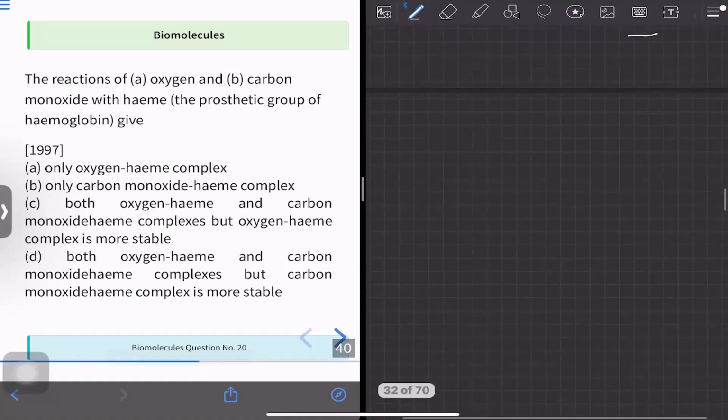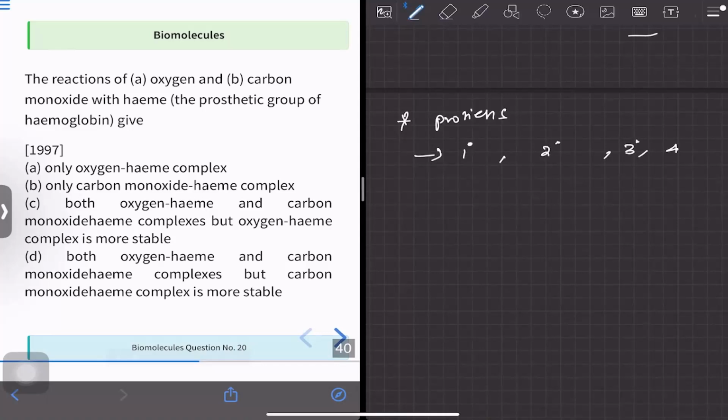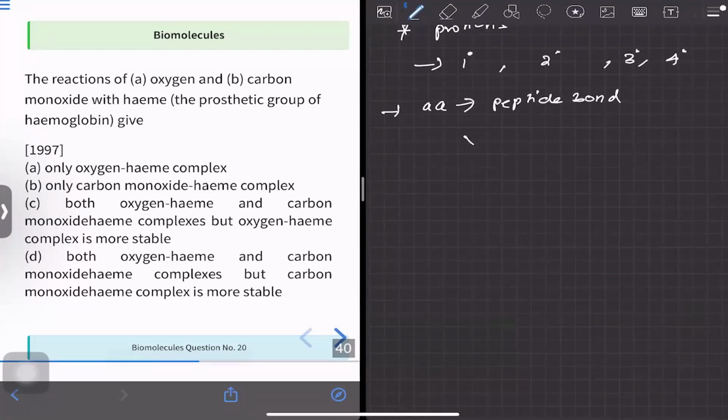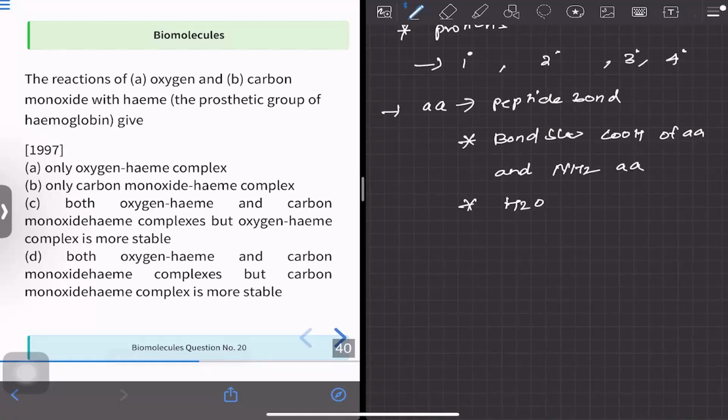The next important concept is about proteins. Proteins exist in four forms: primary, secondary, tertiary, and quaternary. In the primary form, amino acids are linked together with the help of peptide bonds. What is meant by a peptide bond? A peptide bond is the bond between the carboxylic acid group of one amino acid and the amine group of another amino acid. A peptide bond is formed by releasing water.